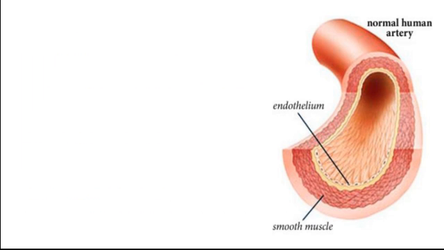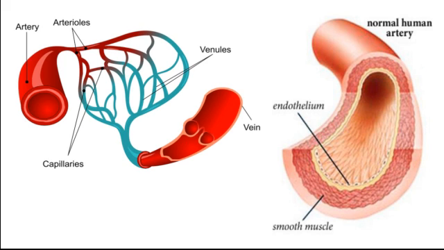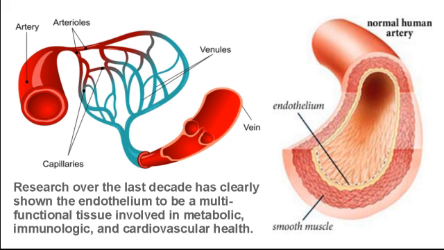There is a tissue that lines all of your cardiovascular system. It's called the endothelium. It's only 1 cell thick, but it lines the inside of your heart. The inside of all your arteries, arterioles, venules, and veins are lined by this 1 cell thick tissue. Your capillaries are just extensions of the endothelium. Research over the last decade has clearly shown the endothelium to be a multifunctional tissue involved in metabolic, immunologic, and cardiovascular health. One of those functions is to convert the semi-essential amino acid L-arginine into nitric oxide, the master signaling molecule of your entire cardiovascular system.